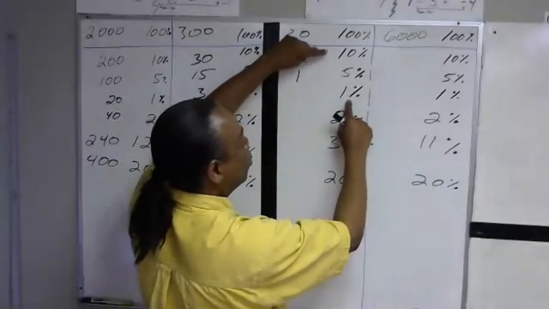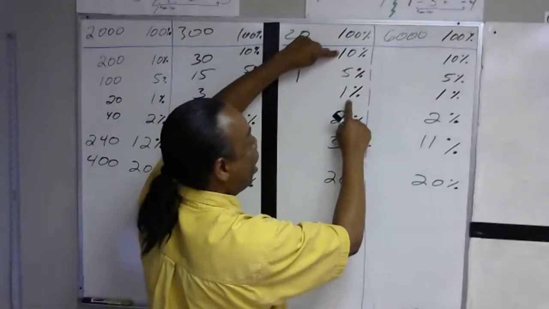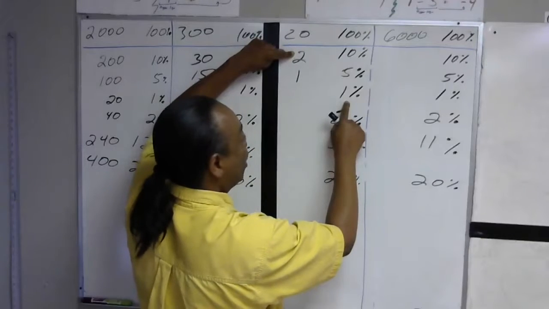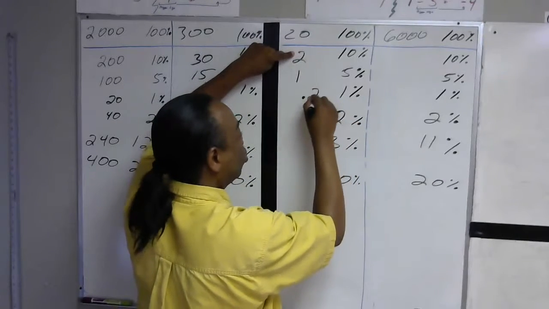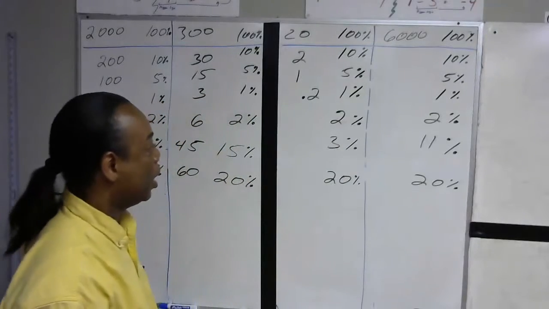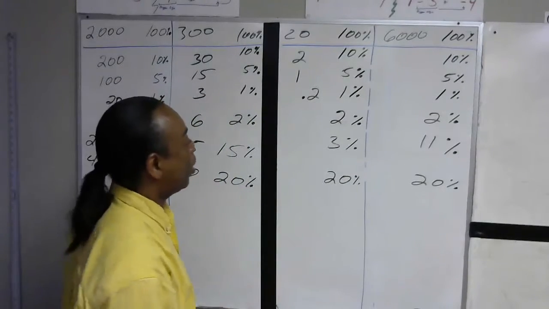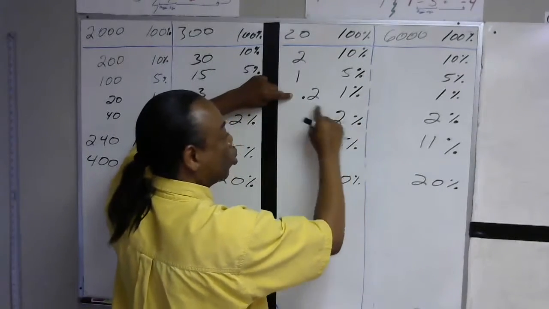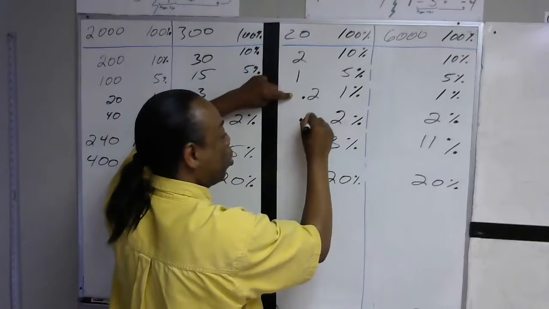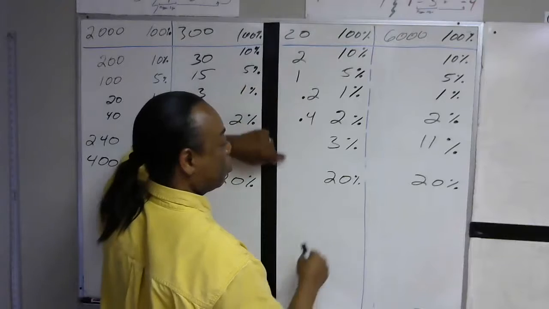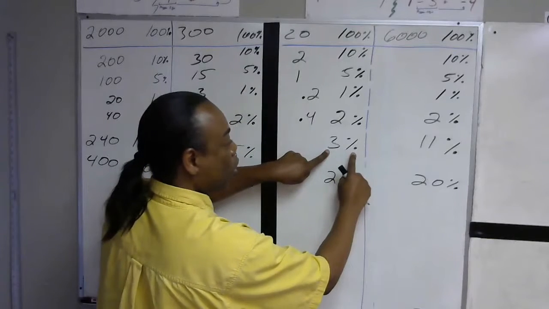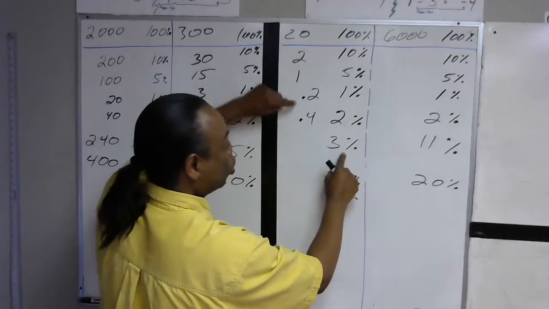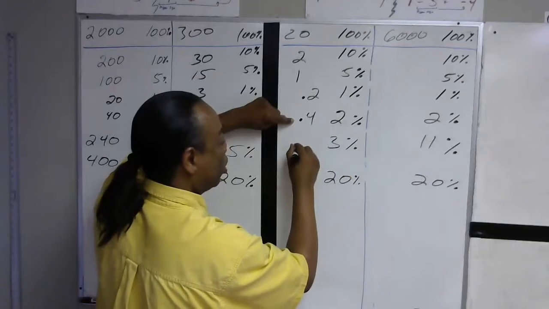To get 1%, we use 10%. 10% divided by 10 is 1%. So 2 divided by 10 is 0.2. So we have to add a decimal there. 1% times 2 gives us 2%. So 0.2 times 2 gives us 0.4. 3% can come from 1% plus 2%. So 0.2 plus 0.4 is 0.6.